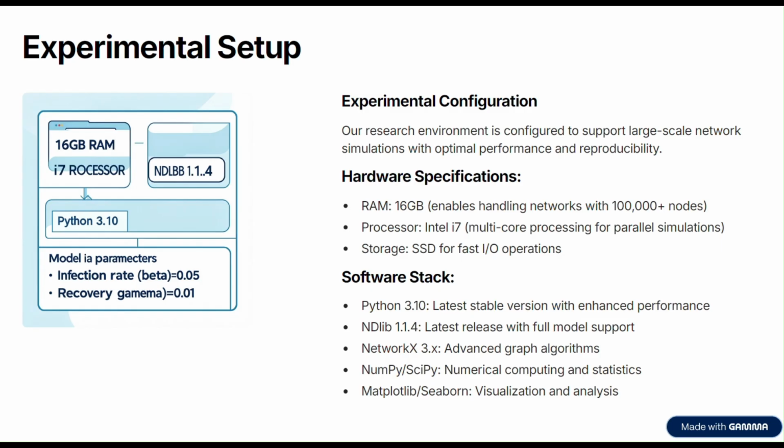Hardware specifications: 16 GB RAM to enable handling networks with 100,000 plus nodes. Processor: Intel i7 for parallel simulations. Storage: SSD for fast input-output operations. Software stack: Python 3.10, NDlib 1.1.4, NetworkX 3.x, NumPy, Matplotlib, or Seaborn for visualization and analysis.